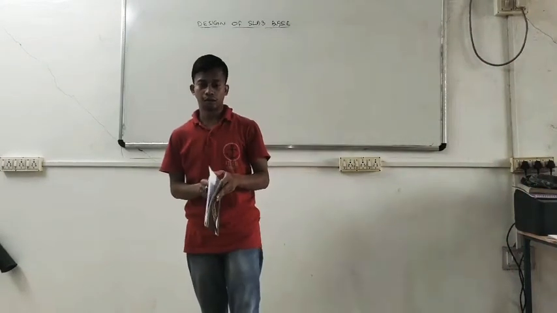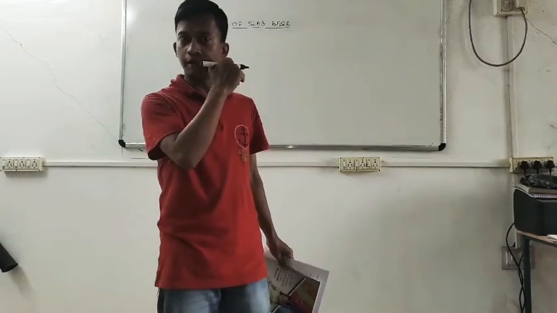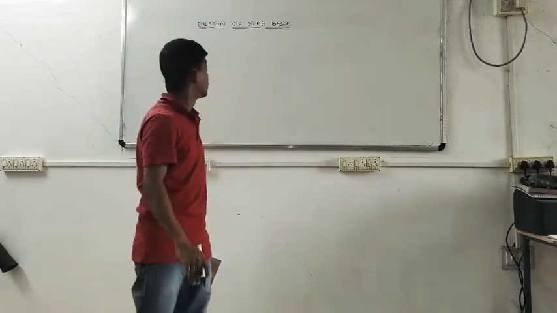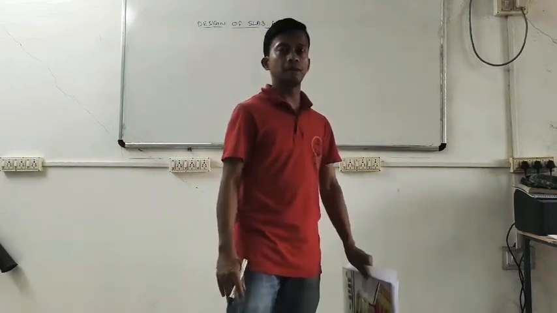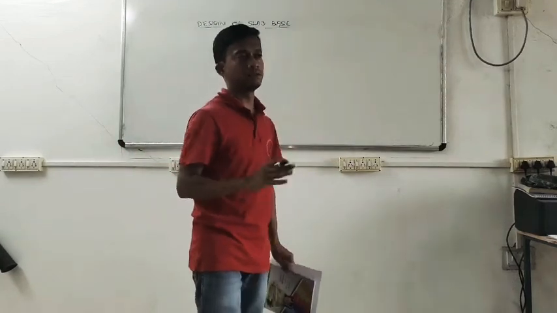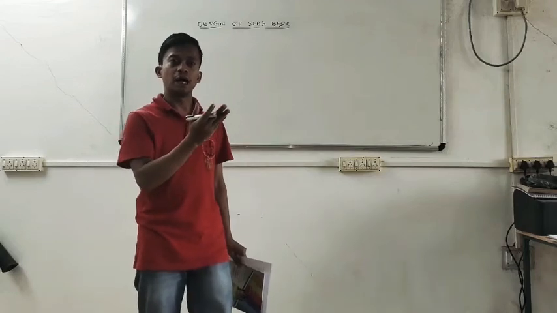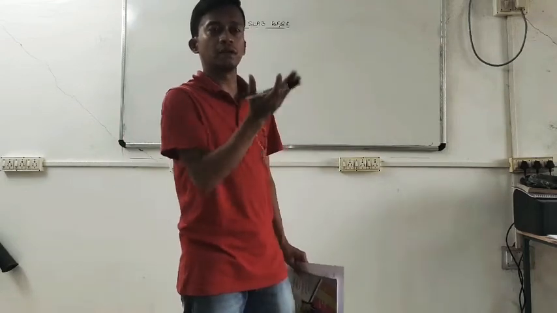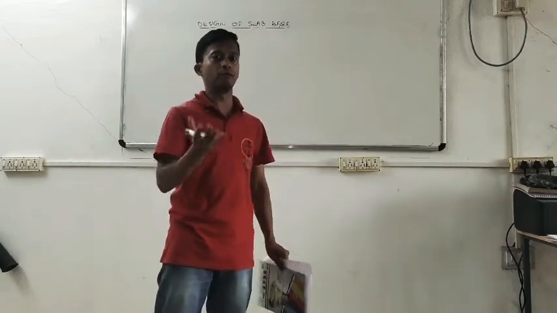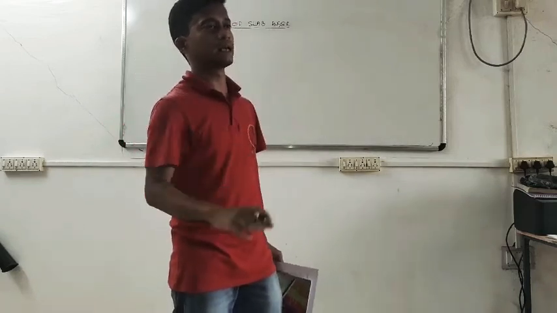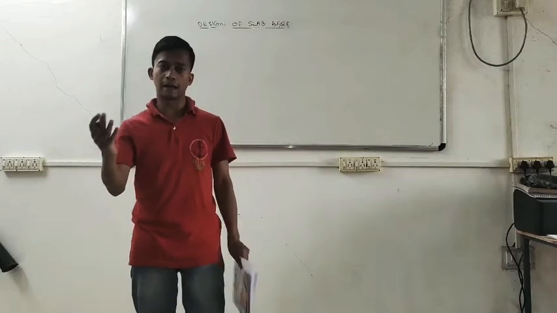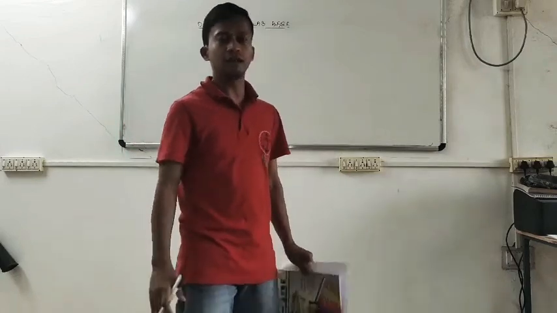Good afternoon all. Today we are solving a problem on design of slab base. In a steel structure, the column has to be supported on the ground with the help of some foundation, and that foundation is known as column base. It is again classified into two categories: one is slab base and the second is gusset base.